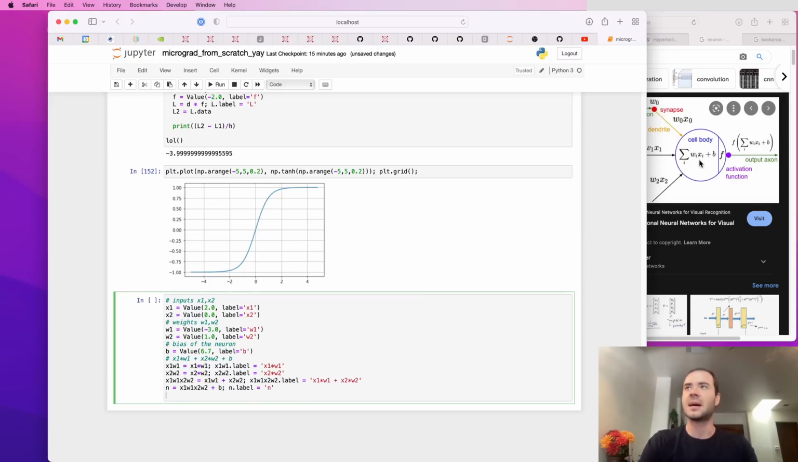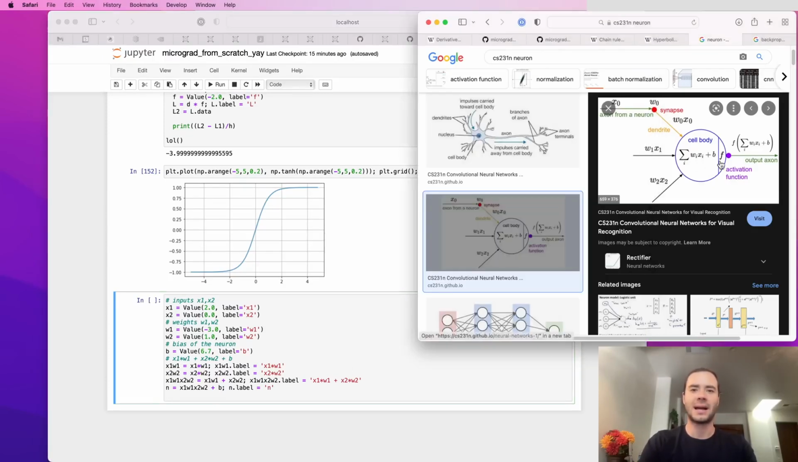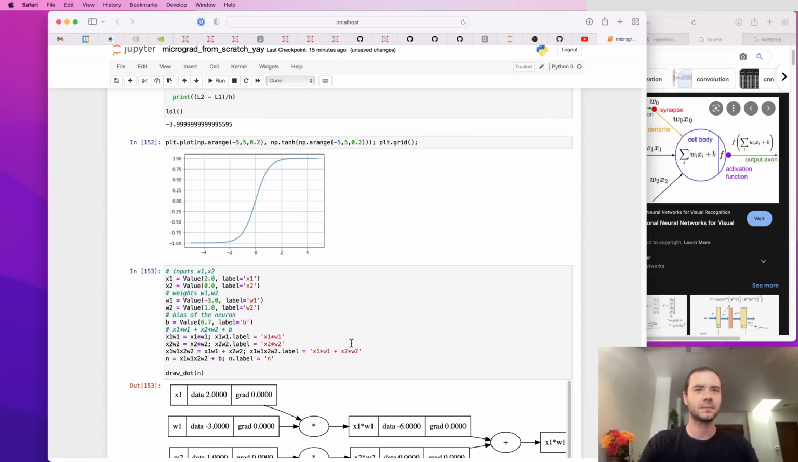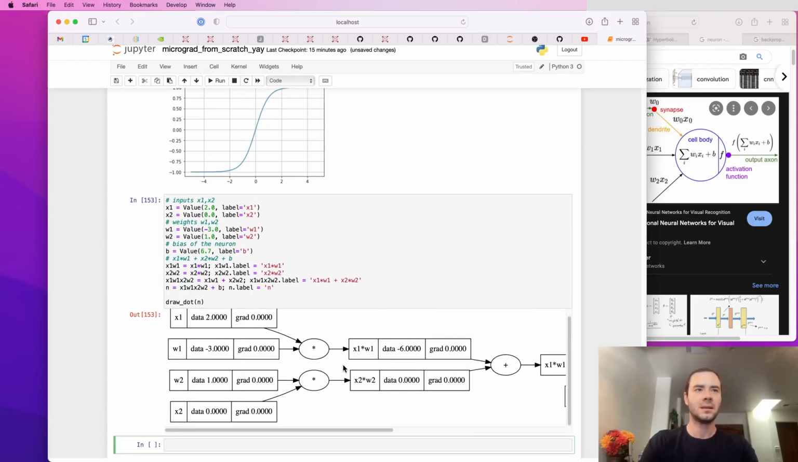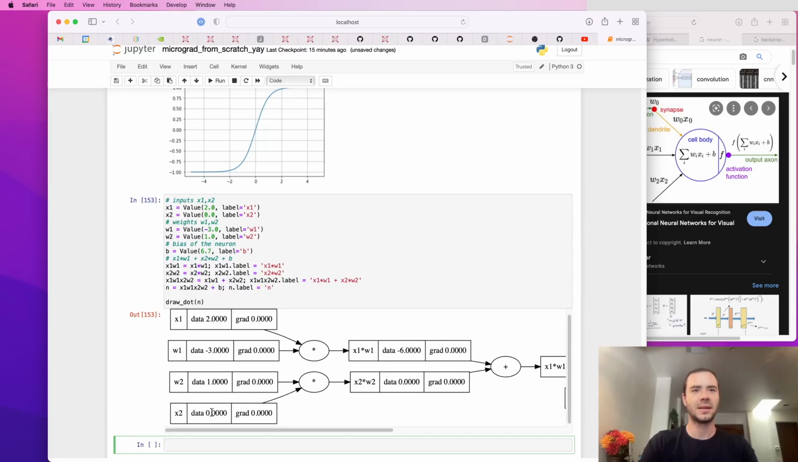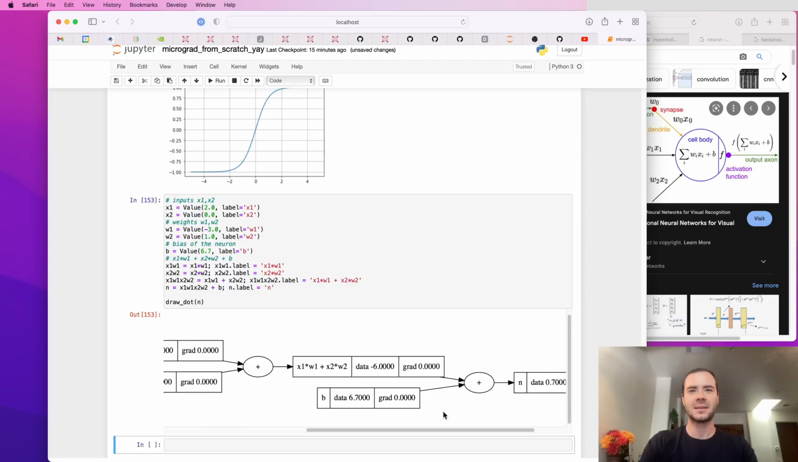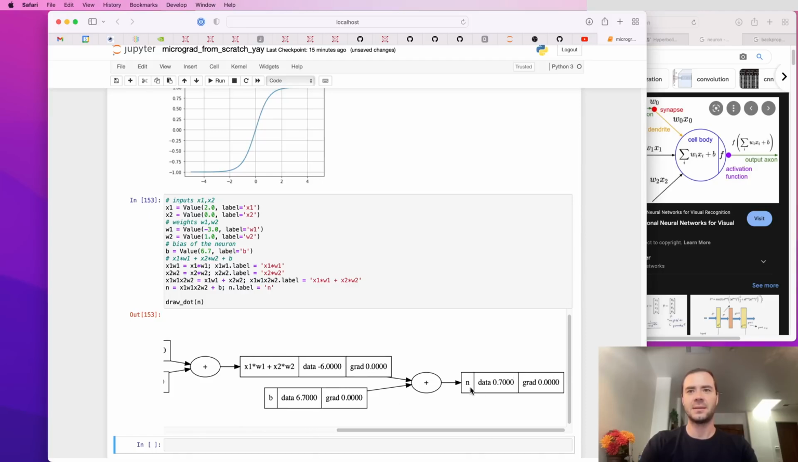So N is now the cell body raw activation without the activation function for now. And this should be enough to basically plot it. So draw dot of N gives us x1 times W1, x2 times W2 being added. Then the bias gets added on top of this. And this N is this sum.